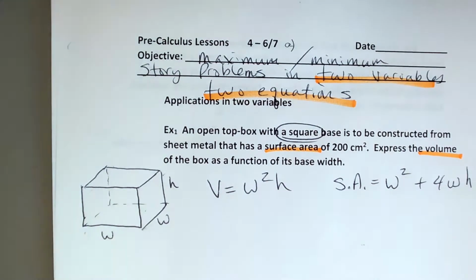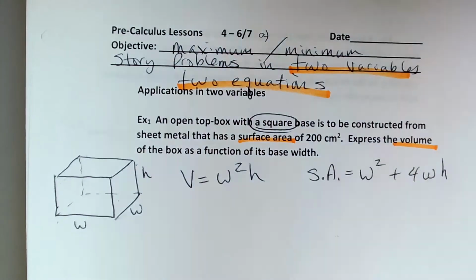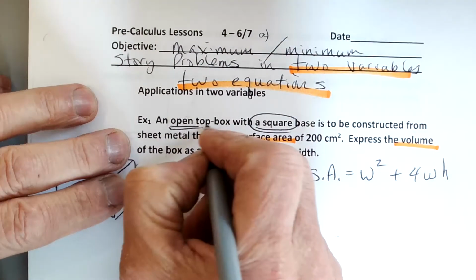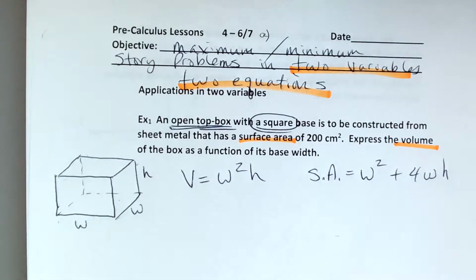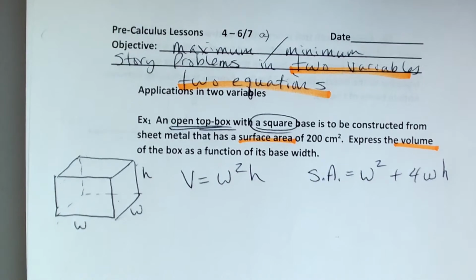So the surface area. Would that actually be 2W squared? No, because it's an open box. There's no top. Great question. Oh, I'm glad you asked that. Good question because it has an open box. Really good job, Malachi. Normally I would put 2, correct? But it's an open box, okay?